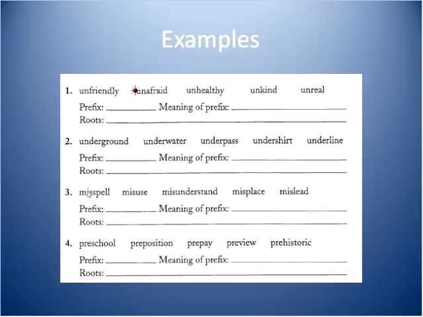Unfriendly, unafraid, unhealthy, unkind, unreal. What is the prefix? The prefix is un. What is the meaning of the prefix? The prefix means not. And what are the roots? The roots are friend, afraid, health, kind, and real. Let's color the roots so you can see them easily. Friend, afraid, health, kind, real.